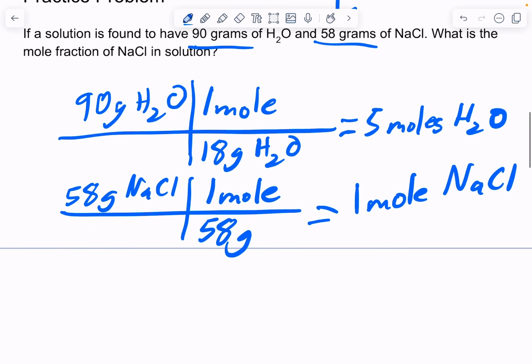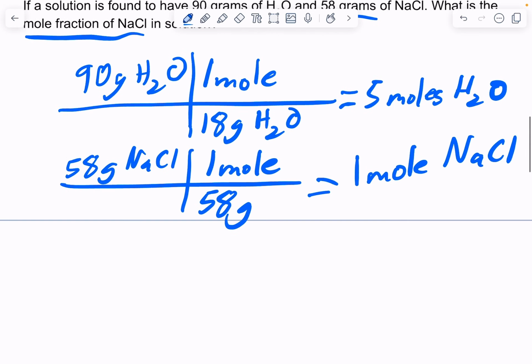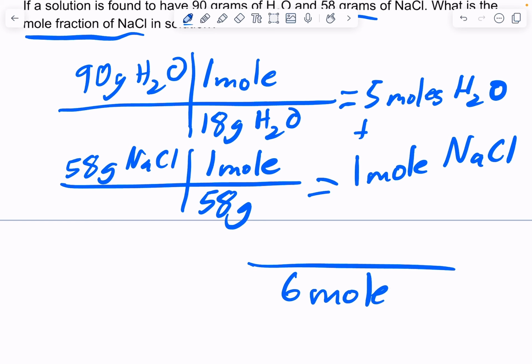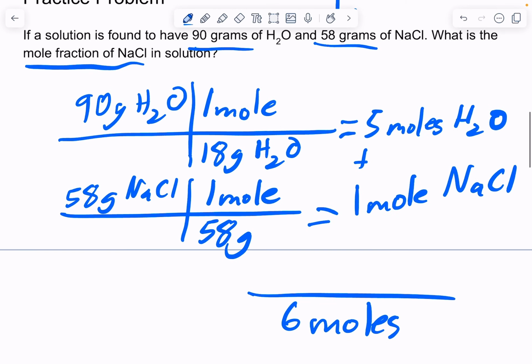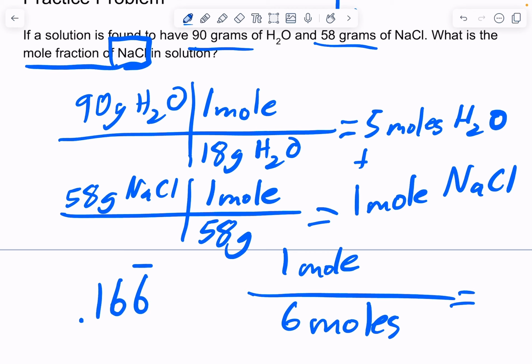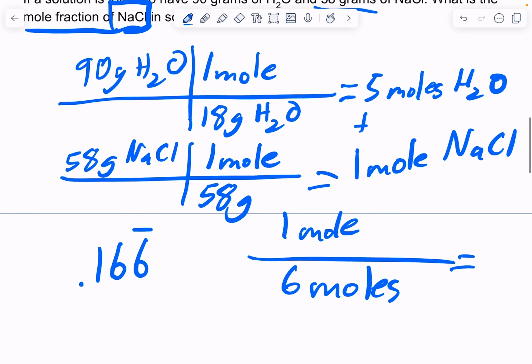Okay, that was just the first step, right? This is not the answer to the question. I want to know the mole fraction of NaCl in solution. So first I need to figure out my total amount of moles. I just add those up. So I have a total of 6 moles of solution, and the mole fraction for it would be taking what I need. In this case, it is the moles of NaCl, so that would be 1 mole of NaCl. So that would be 1 divided by 6. 0.166 is my answer. That is the mole fraction. If I needed that as a percentage, it would be 16.6%.